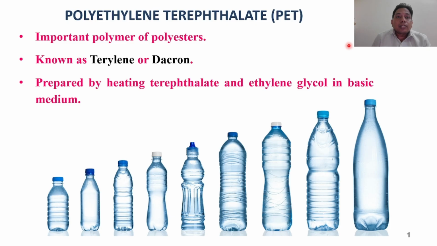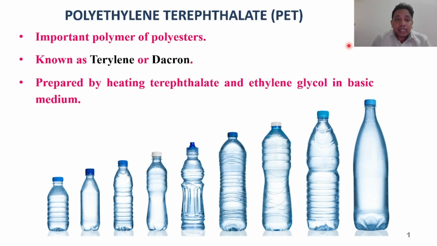Now I'm going to discuss one more topic in polymer chemistry, that is preparation, properties and applications of polyethylene terephthalate, which is also abbreviated as PET. This PET belongs to the polyesters class. The other names of this polymer are terylene or dacron.